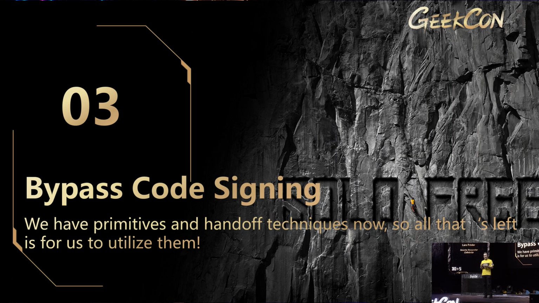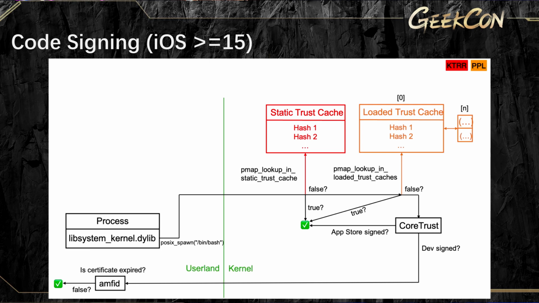So with this primitive, we have basically everything we need. All we need to really do now is figure out how to use it to bypass code signing system-wide. So here's a small illustration of how code signing works on iOS. The key part here is that the first two things that can make a binary actually execute, in terms of code signing, are the static trust cache and the loaded trust cache.